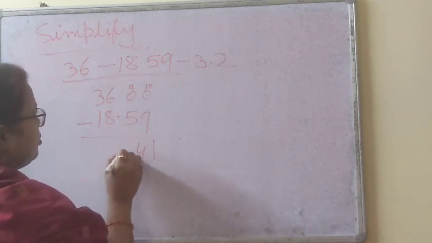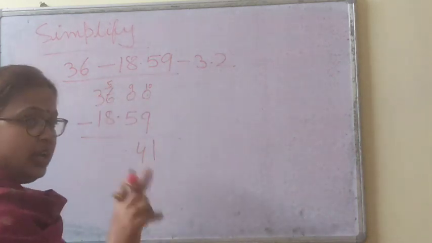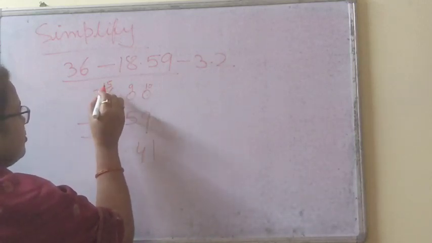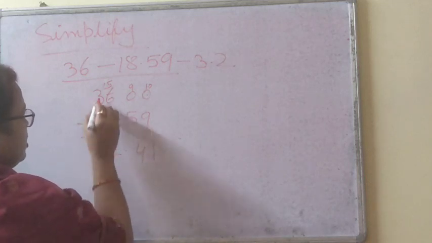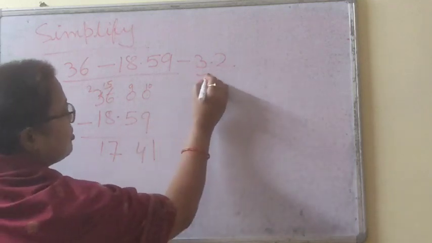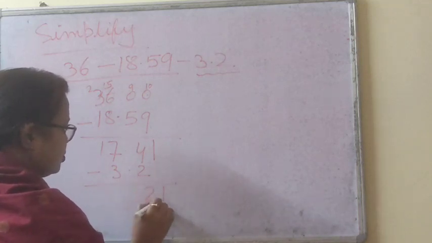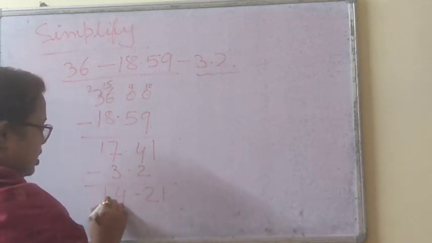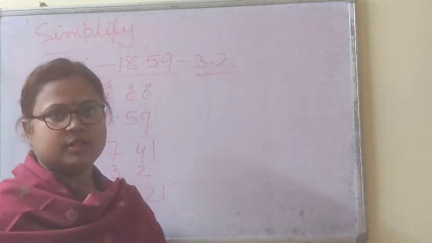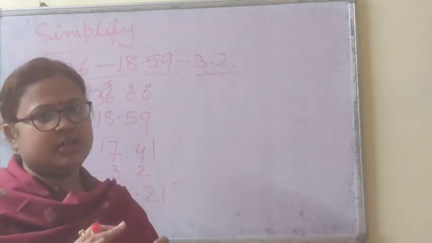9 minus 5, 4. Then here what is left? 5. Clear? Again 5, we cannot subtract 8 from 5. So we will take 1 from 3. So 15. Clear? It will become 15. 15 minus 8, 7. It becomes what? 2. 2 minus 1, 1. So 17. Okay. Now what do we have to do? We have to subtract this part. So minus 3.2. 7 minus 3, 4 and 14.21. 14.21 will be the answer. Okay? So don't get nervous. Simplification means you only have to simplify. Right? It is very easy.